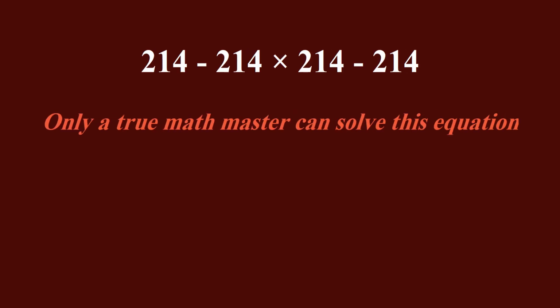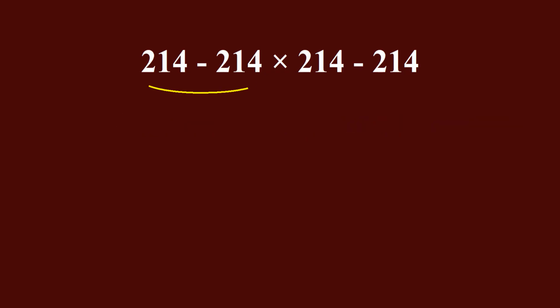In this scene, 214 minus 214, which equals 0, times 214 minus 214 equals 0. Now we have this problem, 0 times 0, which equals 0.